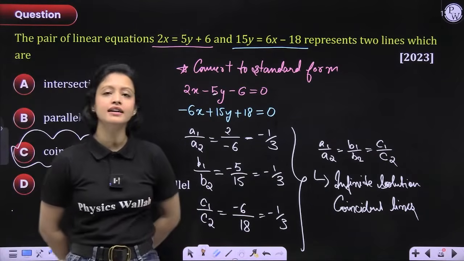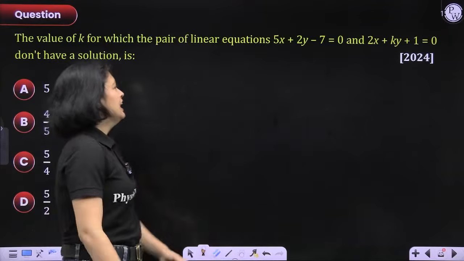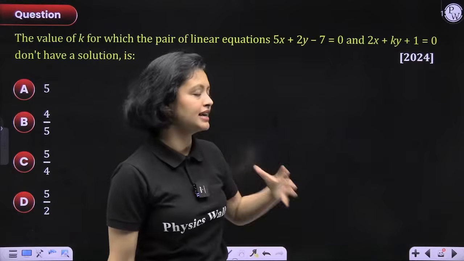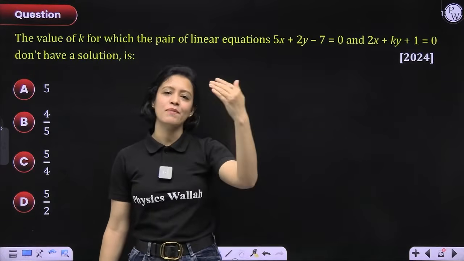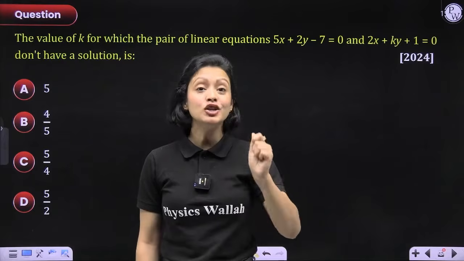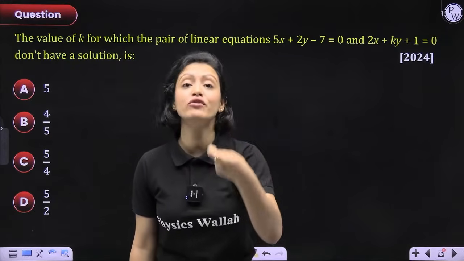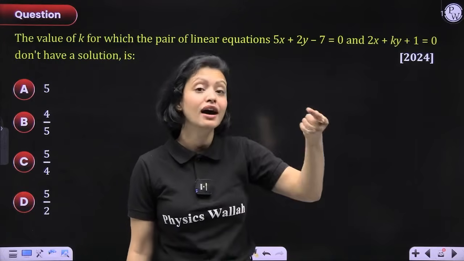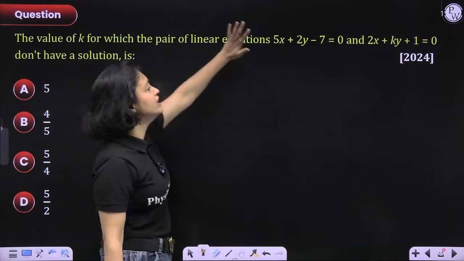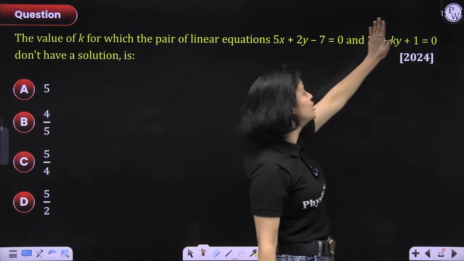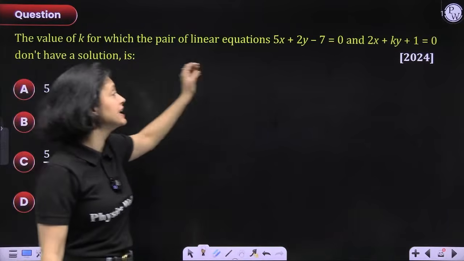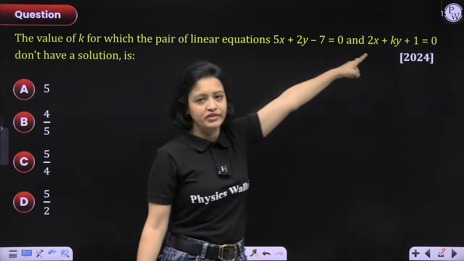So with that, let us move on to the next problem. Another very common type of question is where you are already told that the pair of linear equations has no solution, or infinite solutions, or a unique solution, and you are asked the value of some unknown variable present in either equation. For example, here you have to find the value of k for which the pair of linear equations 5x plus 2y minus 7 is equal to 0 and 2x plus ky plus 1 is equal to 0 has no solution. So they already say these two don't have a solution, but we must find the value of k.